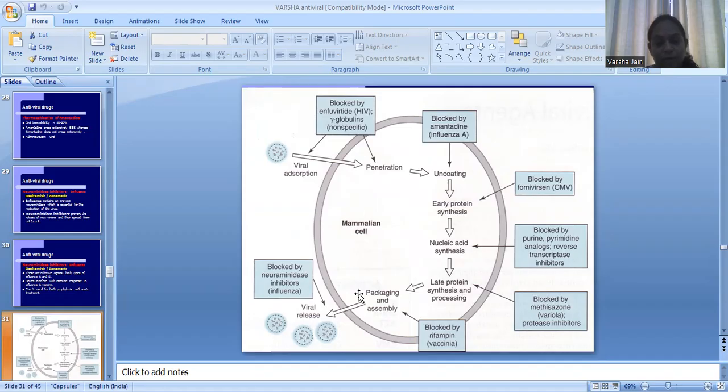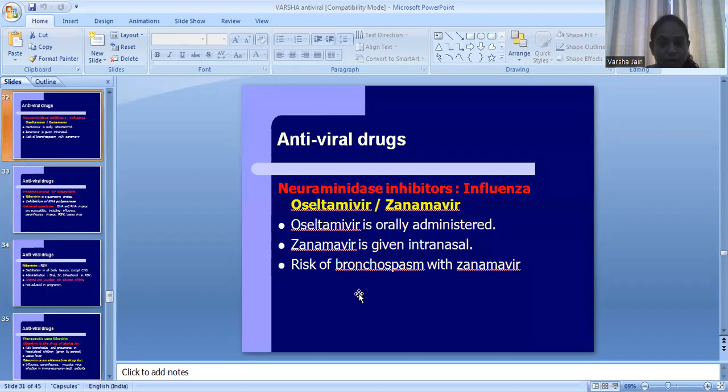So purine and pyrimidine analogs, which are also reverse transcriptase inhibitors, block nucleic acid synthesis. And methotrexate, which is for the protease inhibitors, will block at the stage of late protein synthesis and processing. And rifampin will block at the stage of packaging and assembling for the viral release.